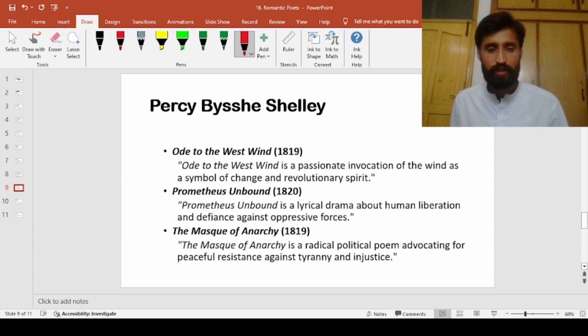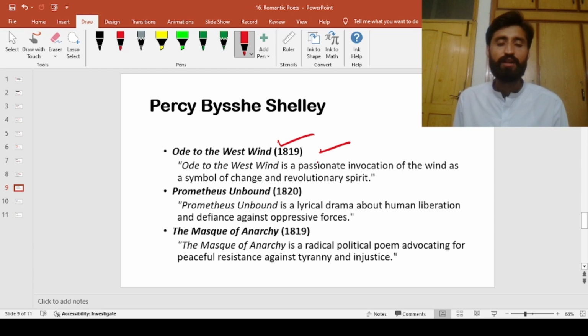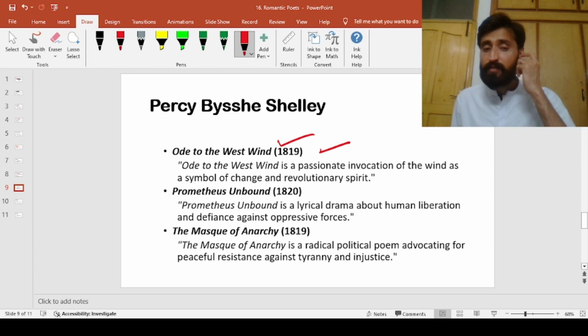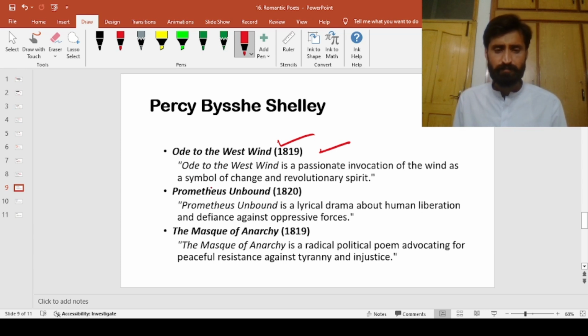Now let's talk about his works. Now Ode to the West Wind is a passionate invocation of the wind as a symbol of change and revolutionary spirit. Now if you are into it, just give it a read, it's a very famous, very important work of Percy Bysshe Shelley, right?